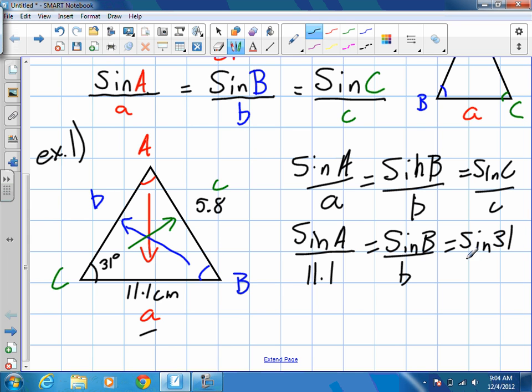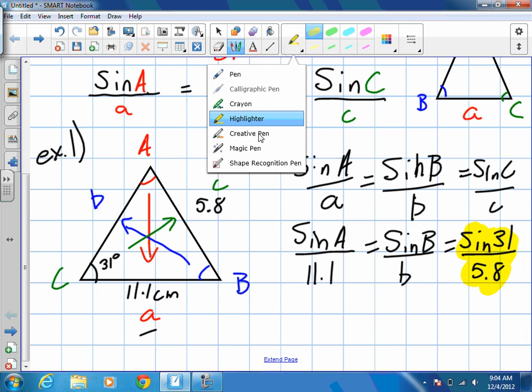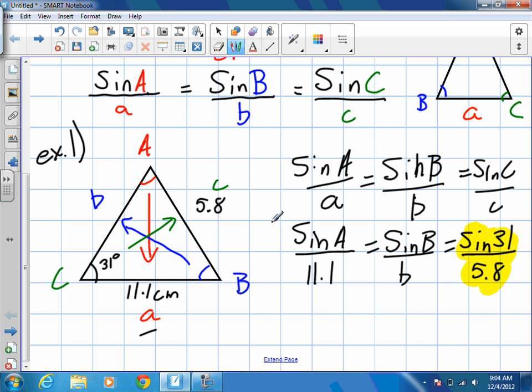All right. Do I have a complete ratio? Yes. Okay. That's very important. I do have a complete ratio. We have sine 31 and 5.8. That means we can use our sine law to solve this stuff. Now, here's the trick. There are technically 3 together, but I only need 2 of them. I just need to set one fraction equal to the other.